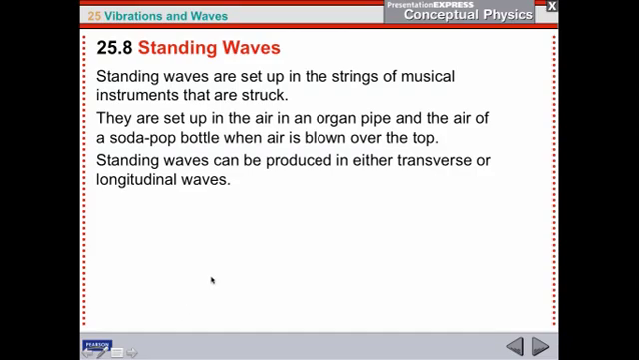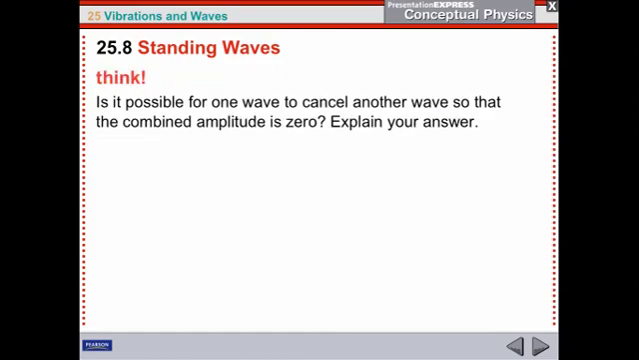And you get standing waves all the time. We just don't maybe know what they are. When you pluck a musical instrument, something with a string, that's a standing wave that you get. Or the air in a pipe organ, or when you blow air across a soda pop bottle, you actually get a standing wave in that way. You can have standing waves in both transverse or longitudinal waves. It doesn't really matter what type of wave it is.